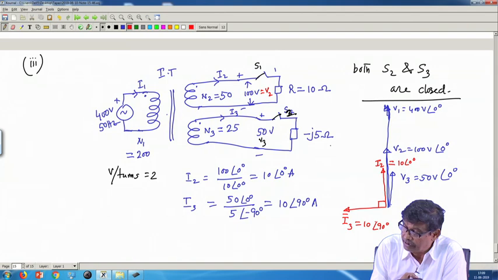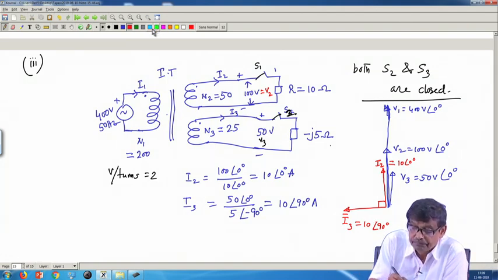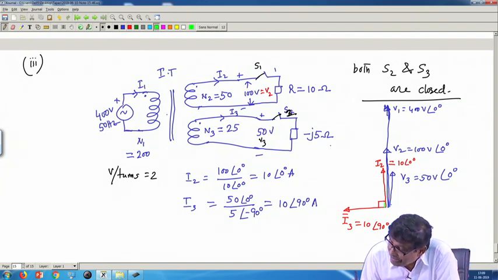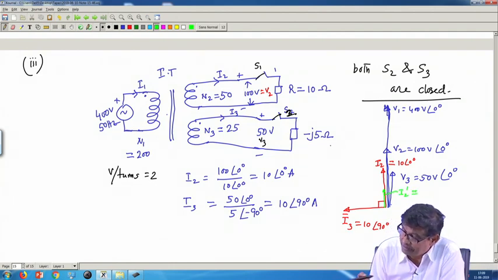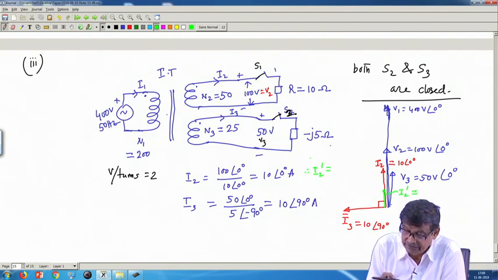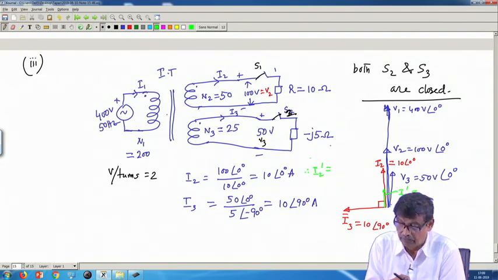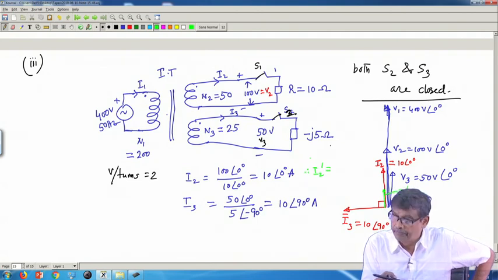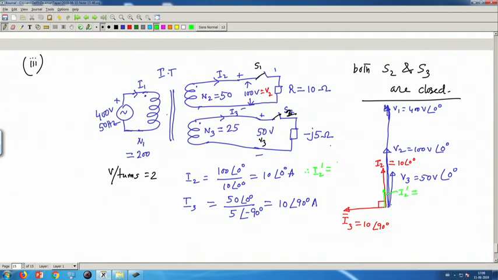On the HV side I am calculating current. So, I 2 dashed will be the lesser current. I 2 dashed is I 2 by A. How much is A for this? 400 by 200... so, 10 by 4, 0 degree, is equal to 2.5 ampere. So, I 2 dashed is 2.5 angle 0 degree.